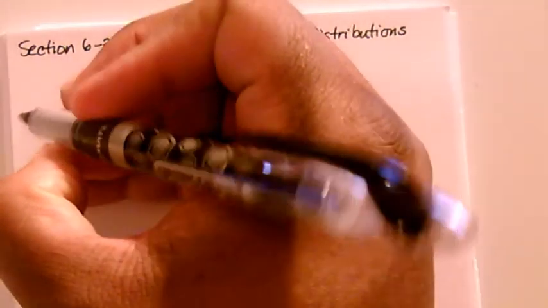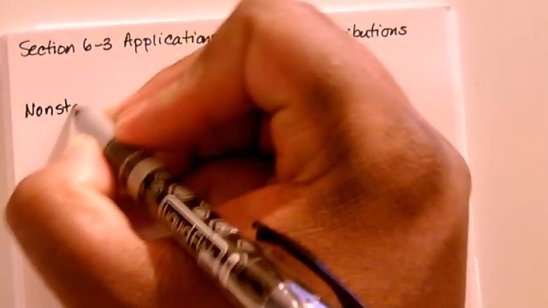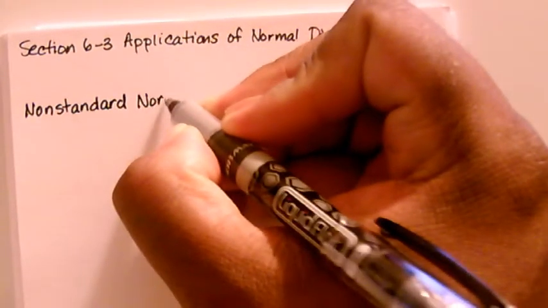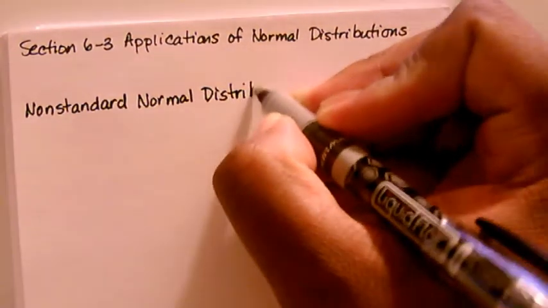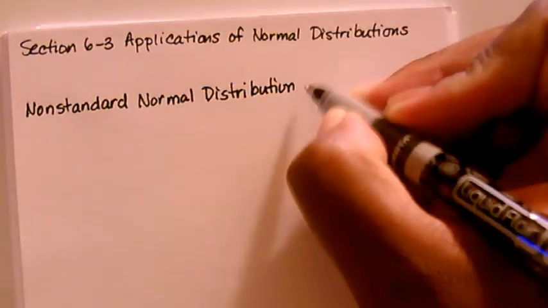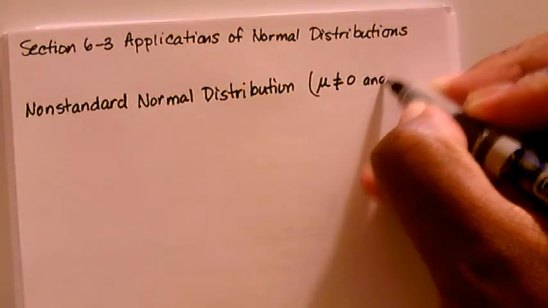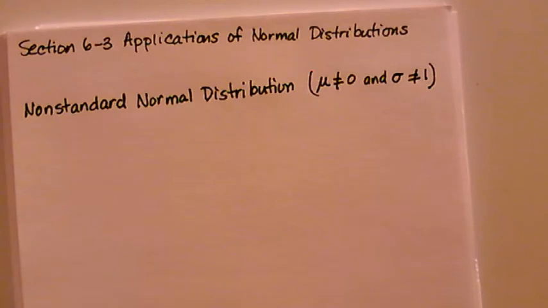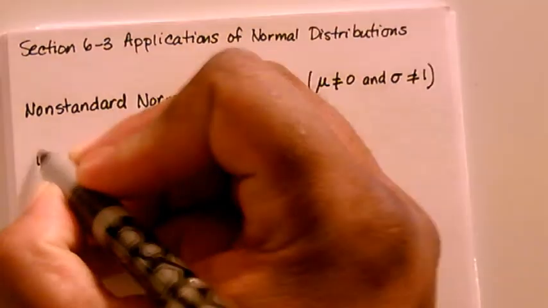Okay, so in this case, let me start off with a procedure for a non-standard normal distribution. And of course, for a non-standard normal distribution, that means that the mean is not 0 and the standard deviation is not equal to 1. Okay, it can be any number other than 0 and 1 for the mean and standard deviation respectively. So the procedure of that is this.